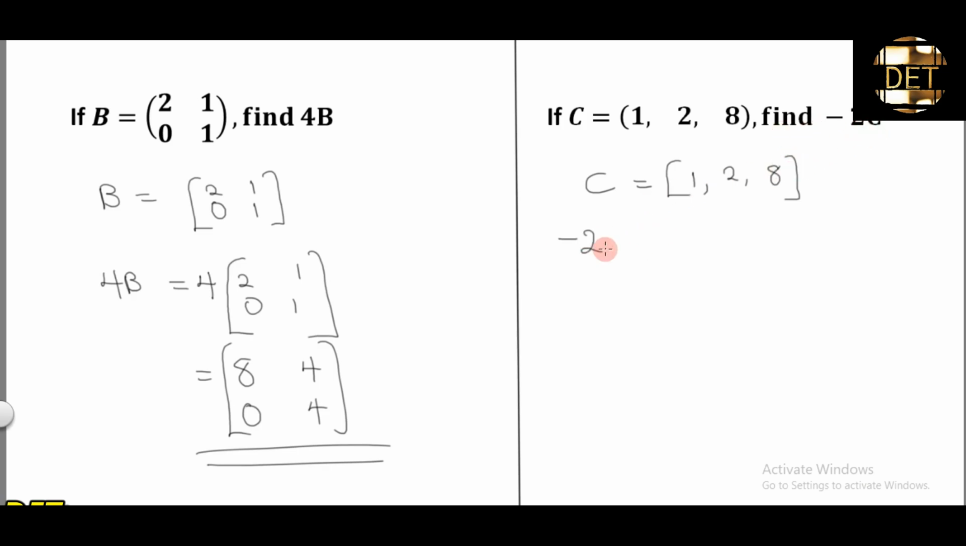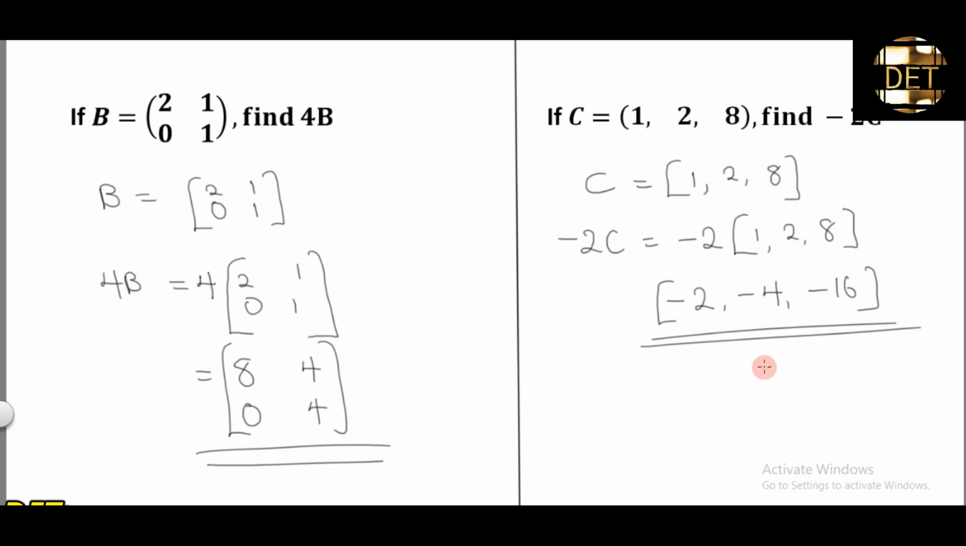So my minus 2C will be equal to minus 2, open bracket, my C is 1, 2, and 8. So I would use this minus 2 to multiply all the elements within this matrix. Minus 2 times 1 will give me minus 2. Minus 2 times 2 will give me minus 4. Minus 2 times 8 will give me minus 16. All right, this is my answer to this question.